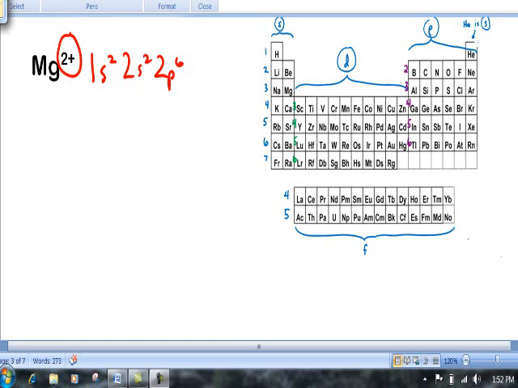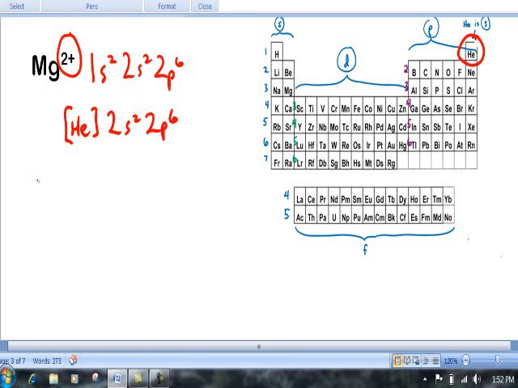The shorthand representation, we go back to the last full noble gas prior to this, which would be helium, and we write helium inside a bracket, and then all the things that come after helium, which would be 2s2, 2p6. This is our shorthand electron configuration.